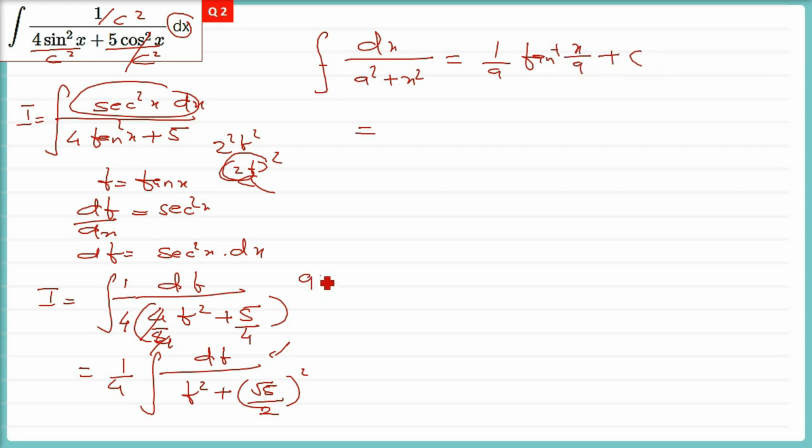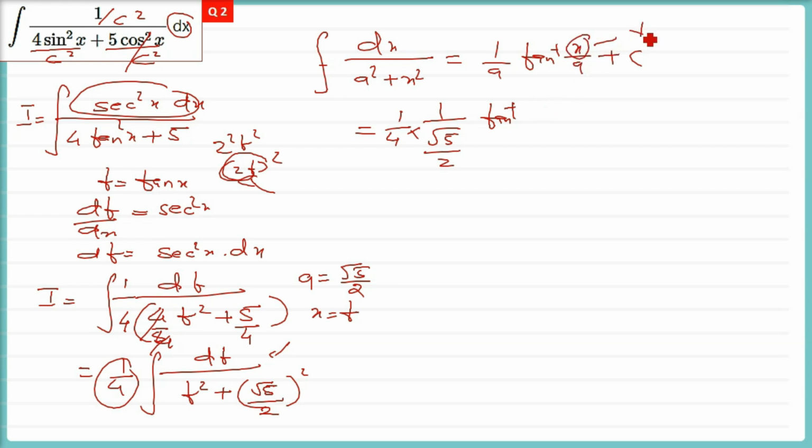What is a here? a is root 5 by 2. And what is x here? It's t. So 1 by a is 1 by root 5 by 2, and 1 by 4 is also there, so just multiply this. Tan inverse x by a: x is t. And what was t? If you remember, t was taken as tan x. So we will replace it now. t was introduced by us, we don't need it anymore.